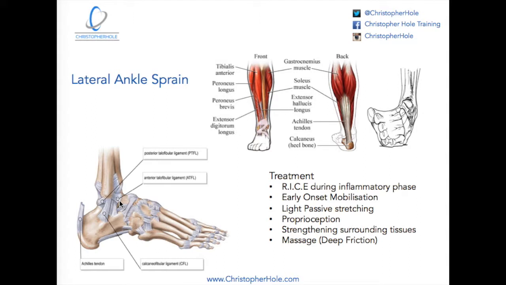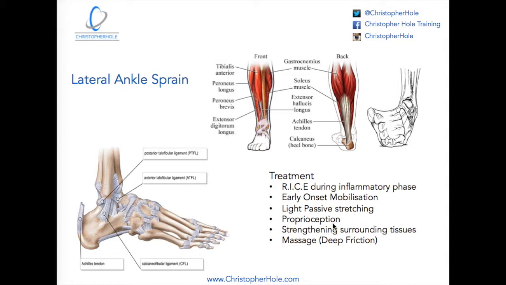So with regards to treatment, first of all, we would RICE or POLICE. So we would make sure it's cooled, make sure we get any bruising out, make sure we prevent any further bleeding, elevate, compression during the inflammatory phase. Then we get early onset mobilization, so we want to keep it moving to some degree, because that's going to help our proprioception and our healing. And then we've got light passive stretching.